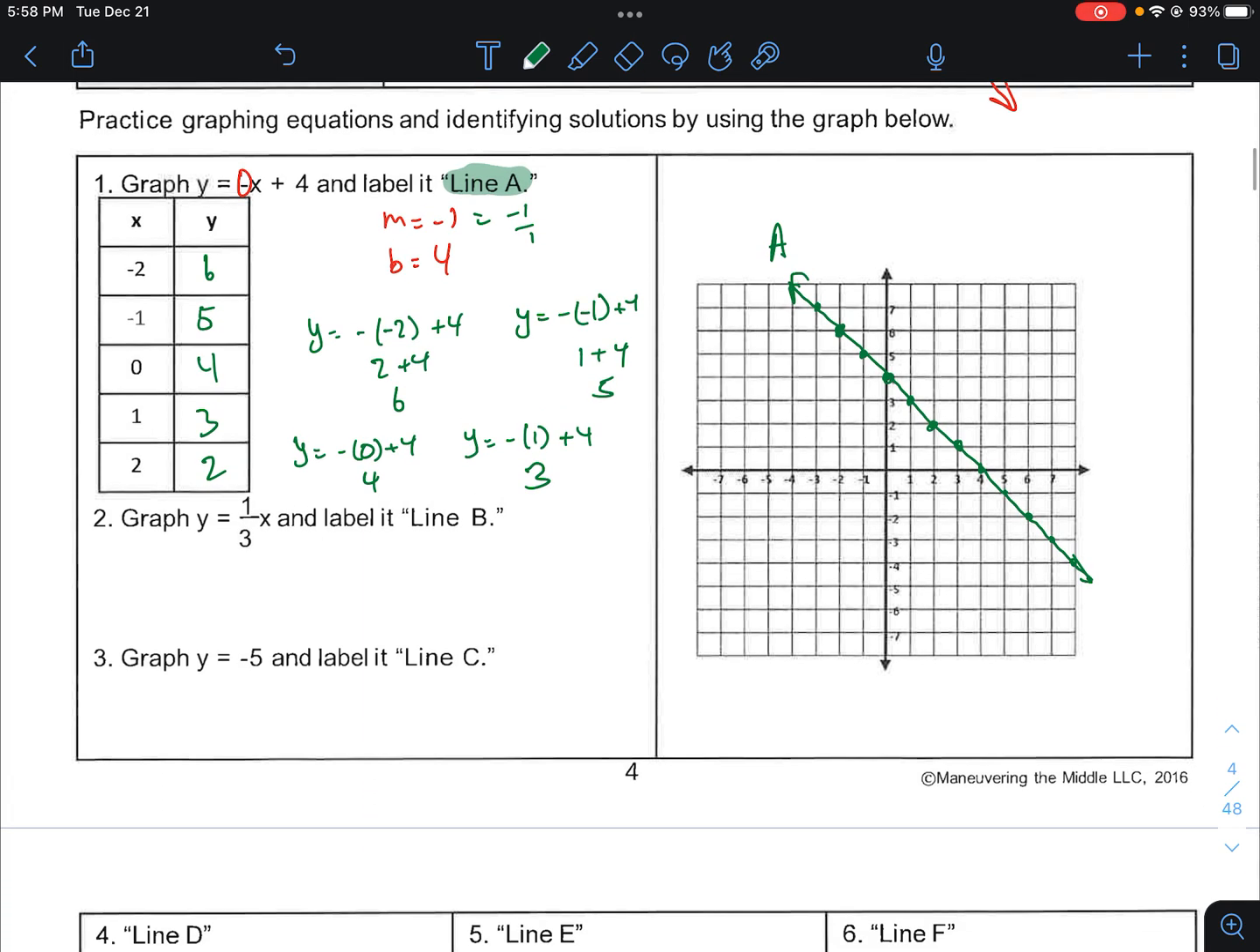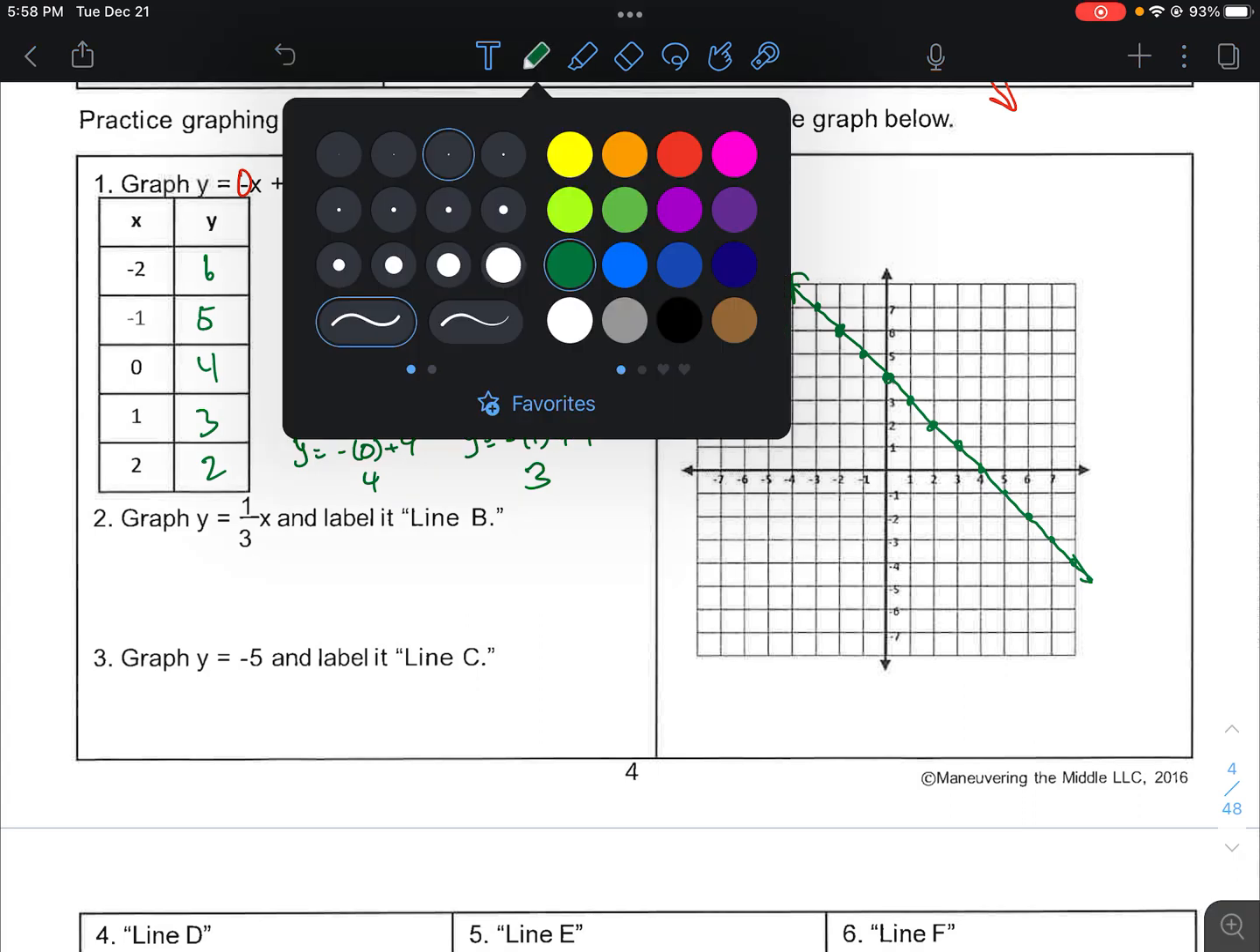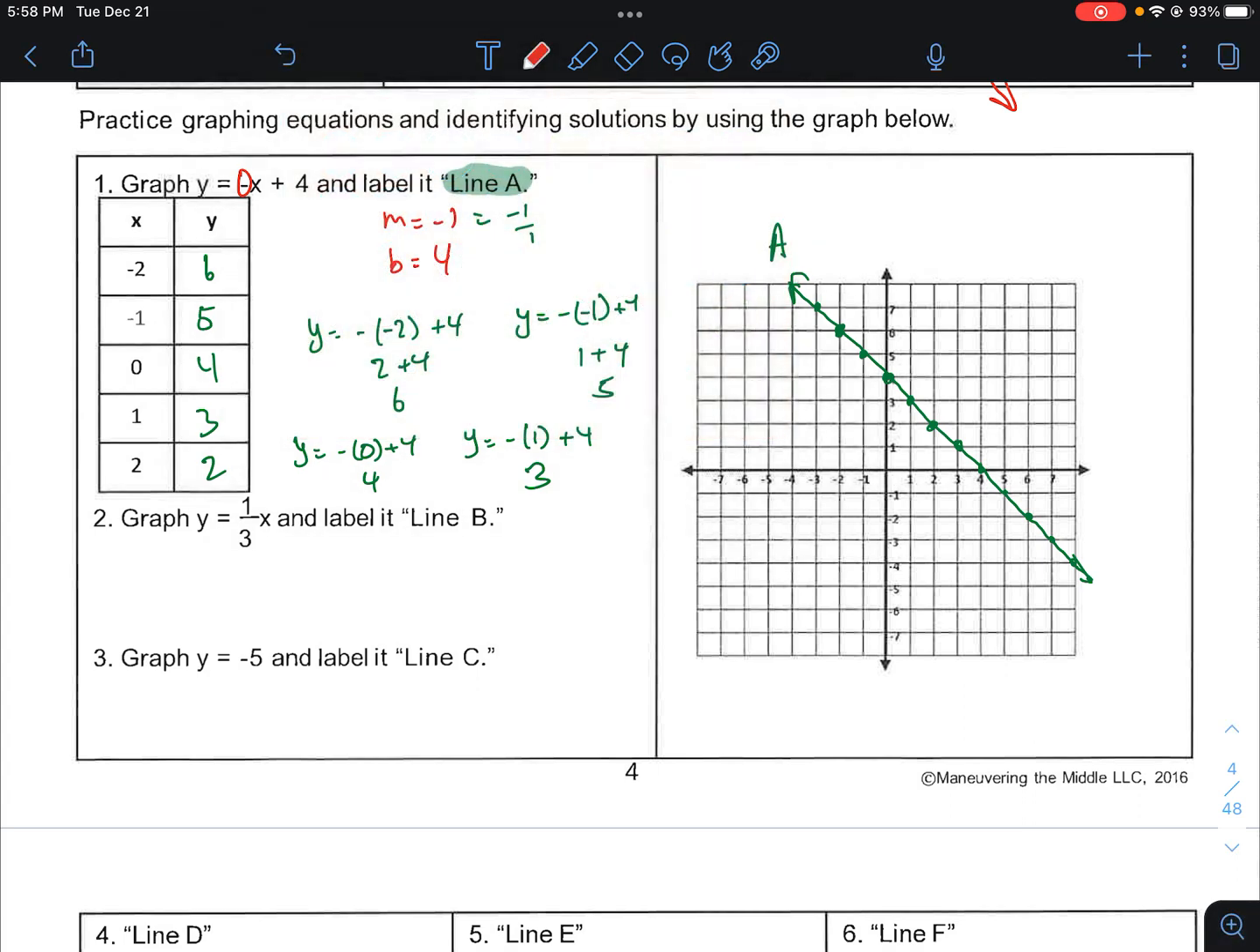For line B, I'm just going to look at the slope and the y-intercept. So the slope is whatever's with the x. That's a slope of 1 over 3. My y-intercept, I don't have one, which means it's 0. So we're going to start off at 0. And then our slope is 1 over 3, which means rise 1, run 3. 1, 2, 3. Oh, look at that. Next point goes over there.